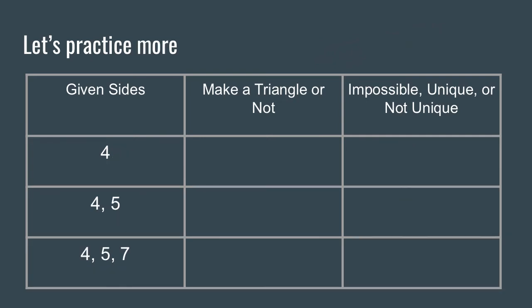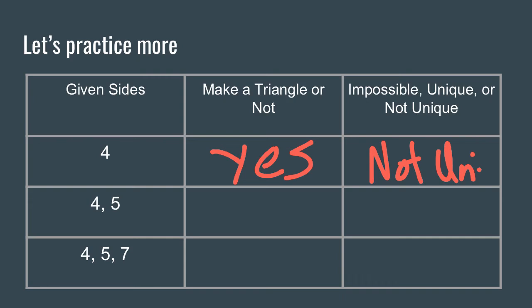All right, well, let's consider some other situations. If you were just given one side, 4, well, can one side form a triangle? Well, the answer is yes. If we only have one side, then we could pick the other two sides. And as long as they fit the situation that the two smaller sides are greater added together than the larger side, that would work. So this would be not unique, meaning that you can form many, many triangles with this situation.